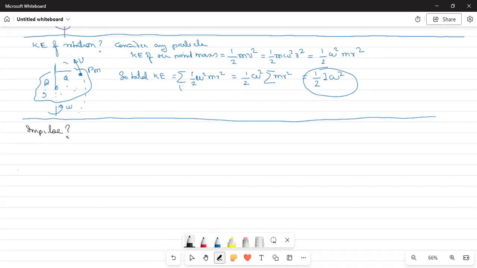What is the impulse of a force? Now, if you remember in linear motion, although I have seen that in your textbook there is no numerical problem given based on impulse, but mind it, I have observed that in your competitive examinations, there will be numerical problems or MCQs based on impulse.